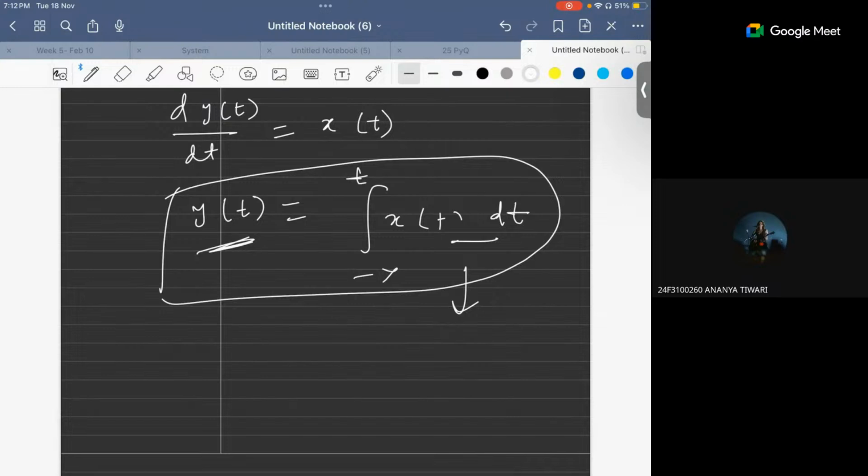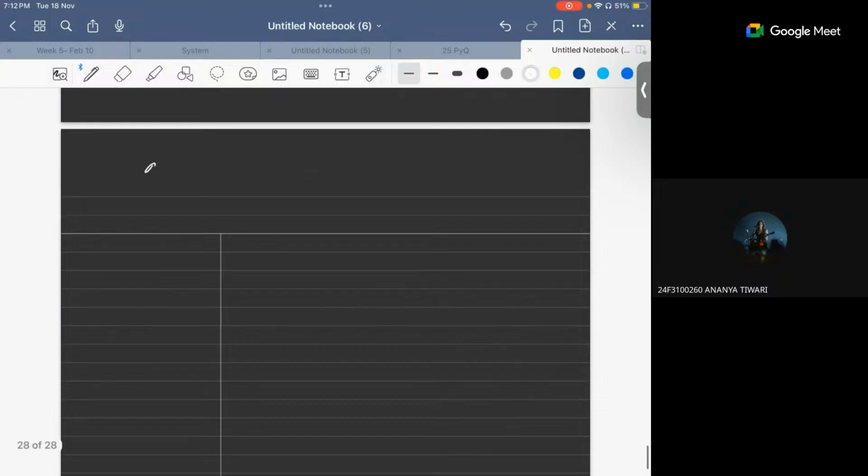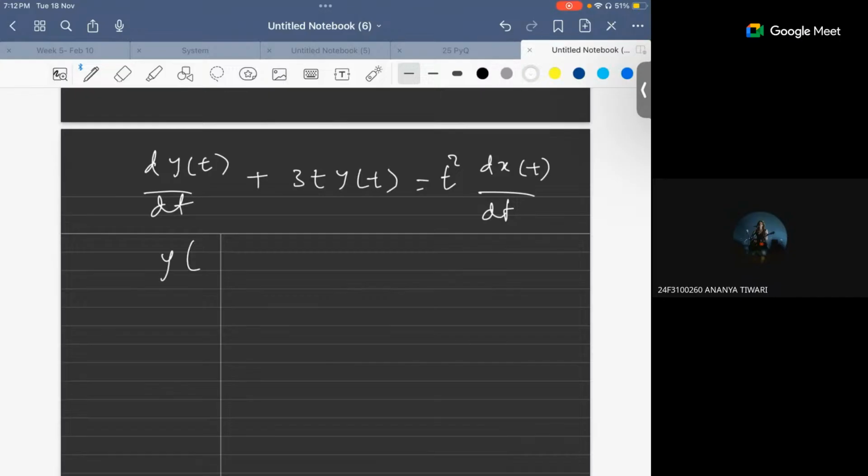Right. Now the same thing is here also. You have the differentiation of y(t), plus some 3t y(t), then you have t square dx(t). Here again, to get y(t), you'll have to integrate something in the form of x(t). So you need some memory to store, because y(t) will be in the form of some integration. I hope that is why this question has been framed this way. This will not be a memoryless function for sure. Okay, sir, got it. Yeah, you got it right.